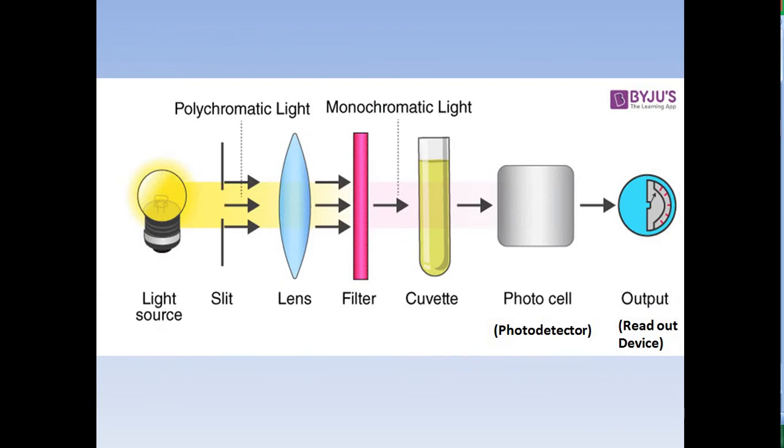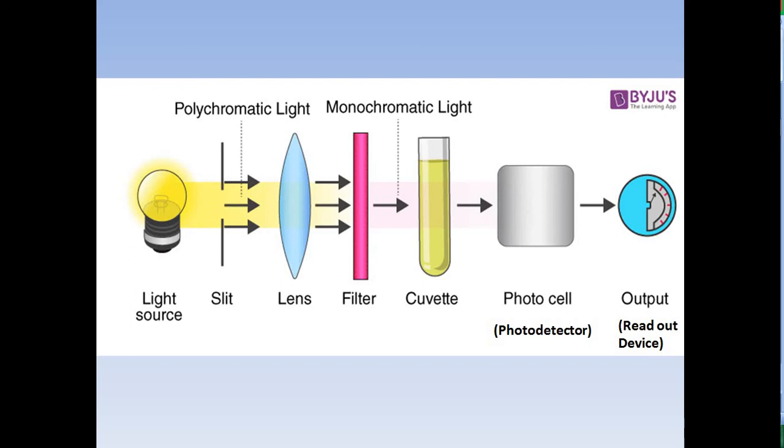Now this is how a colorimeter works. First, the light comes from the light source, goes through the slit, and passes through the lens. This light is polychromatic white light. Once it goes through the filter, it is filtered, and only monochromatic light of a single wavelength or a single color comes out.